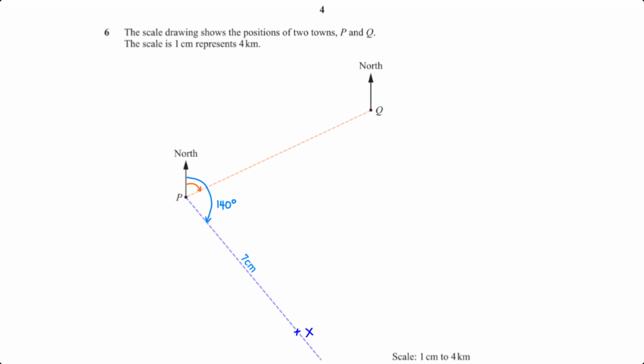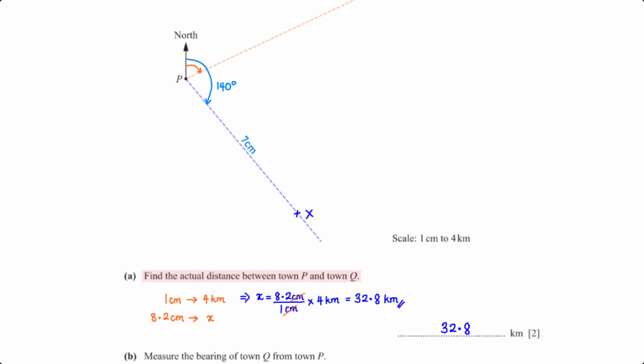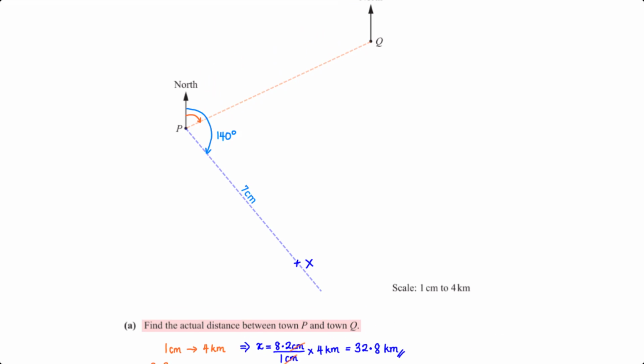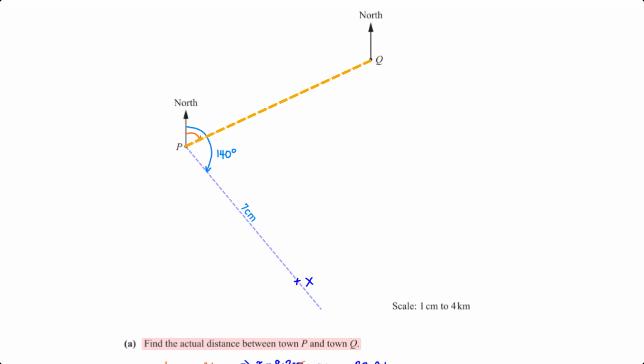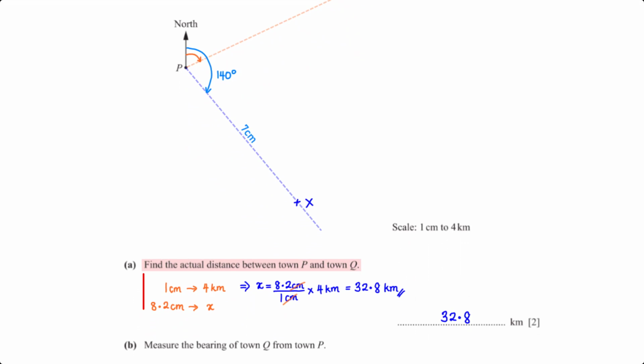The scale drawing shows the positions of two towns, P and Q. The scale is 1 centimeter represents 4 kilometers. Find the actual distance between town P and town Q. First, we measure the distance between P and Q on the map. This gives us 8.2 centimeters. So now to get the actual distance, we set up the conversion ratio based on the scale we've been given. From here, when we cross multiply and make x the subject, we have 32.8 kilometers.